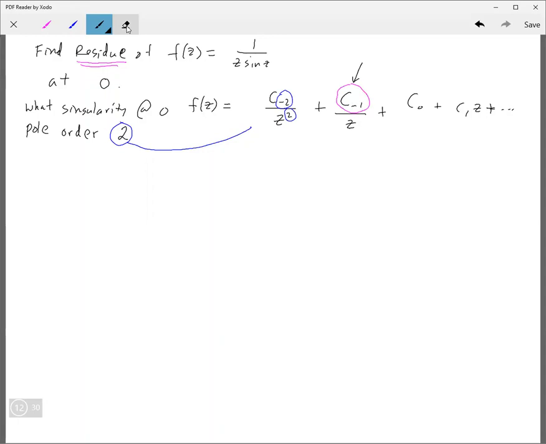And so, I suppose I shouldn't do this. I should write this as 1 over z sine z. Yeah, so there we go. Okay, so now I have this equation here, which has to hold for all values of z. And I want to find out what this is. So how would I go about doing that? Does anybody have an idea?